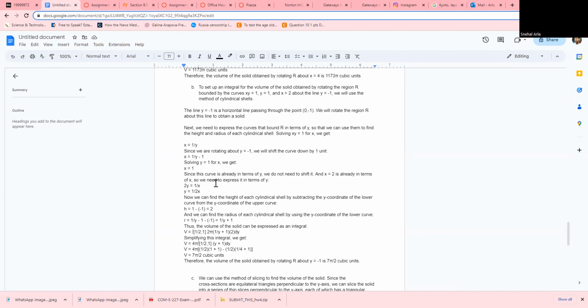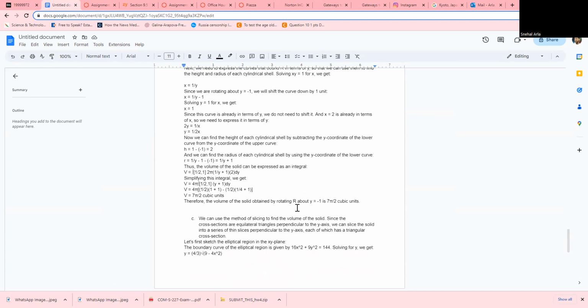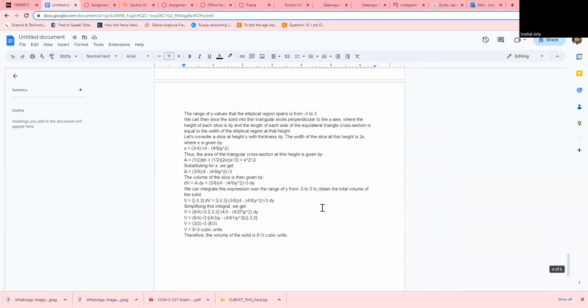Now we can find the height of each cylindrical shell by subtracting the y coordinate of the lower curve from the y coordinate of the upper curve. And we can find the radius of each cylindrical shell by using the y coordinate of the lower curve. Thus the volume of the solid can be expressed as an integral. Again, simplifying the integral, we get 7 pi over 2 cubic units, and the volume of the solid obtained by rotating R about y equals minus 1 is 7 pi over 2 cubic units.